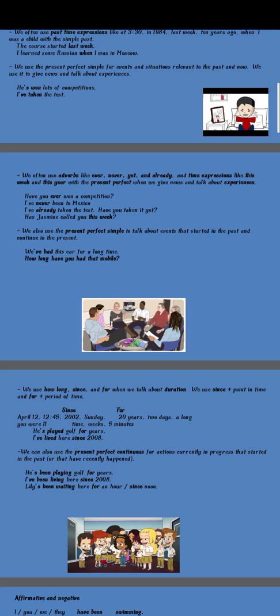We can also use the present perfect continuous for actions currently in progress that started in the past. For example, when I say he's been playing golf for years, he's still playing golf. He started playing golf. So when I put the two tenses together, I can say he has been playing golf for years. I have been living here since 2008. Lily's been waiting here for an hour or since noon. So she's still waiting, and she started waiting an hour ago.